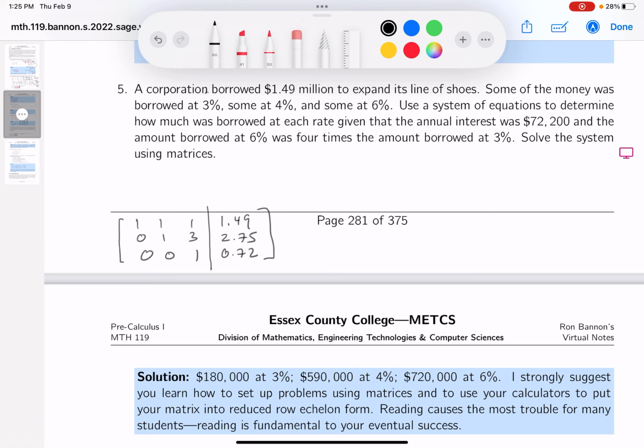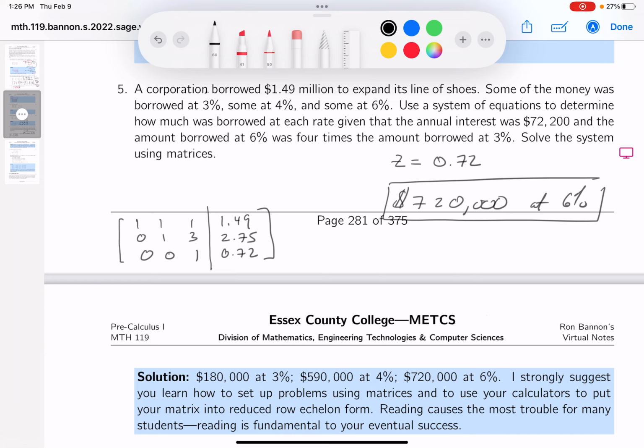And I know that the z is 0.72. Now, by the way, that corresponds to millions, so that'd be $720,000. So I can write that down, $720,000. Sorry, I got a comma in the wrong spot there. $720,000. And that's going to be at the 6%. Put a little box in that now.